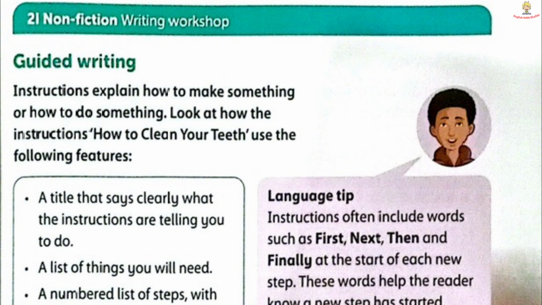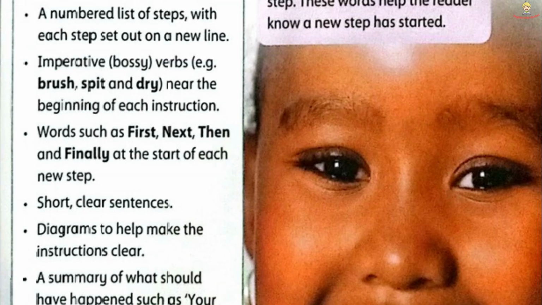Next is a list of things you will need. Then you have to make a list of what you need to make or to do that thing. Third one is a numbered list of steps with each step set out on a new line. Then you decide the steps and with every step you have to start a new line. Then imperative bossy verbs, brush, spit and dry, near the beginning of each instruction. So you also write those bossy verbs while writing instruction. Words such as first, next, then and finally at the start of each new step. So whenever you start a new step, you write those words first, next, then and finally. Then short clear sentences, and you write short and clear sentences in those instructions.